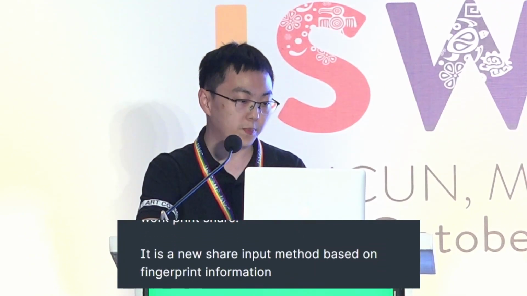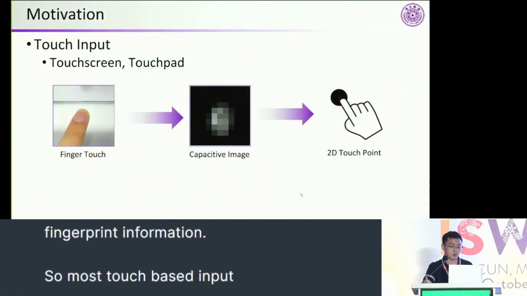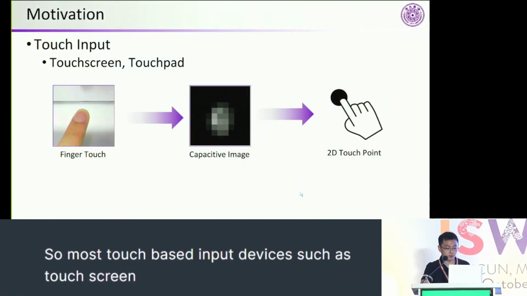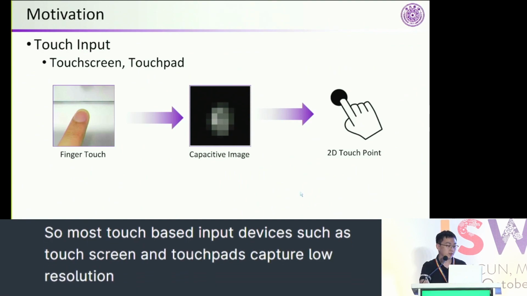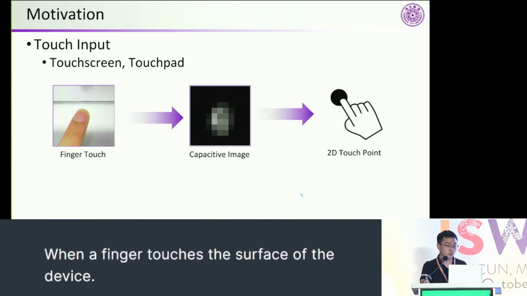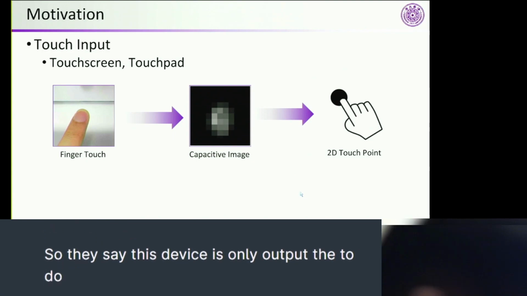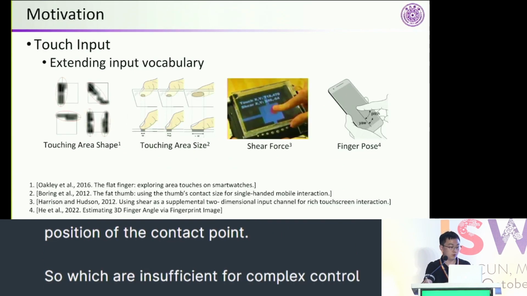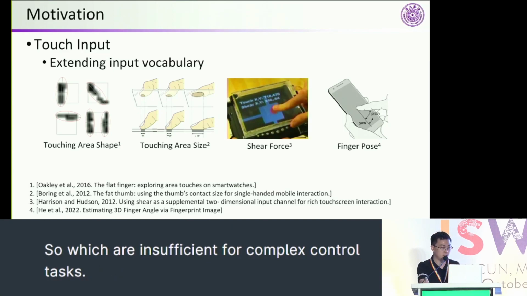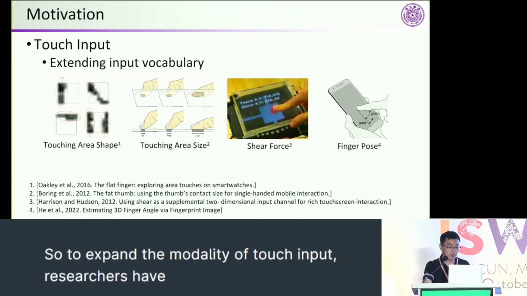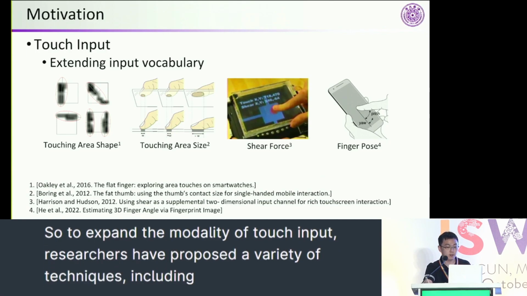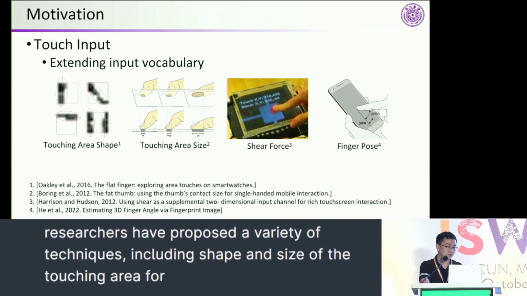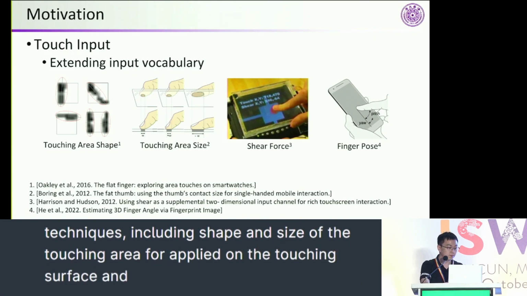Most touch-based input devices, such as touchscreens and touchpads, capture low-resolution capacitive images when a finger touches the surface of the device. So these devices only output the 2D position of the contacting point, which is insufficient for complex control tasks. To expand the modality of touch input, researchers have proposed a variety of techniques, including the shape and size of the touching area, force applied on the touching surface, finger poses, and so on.